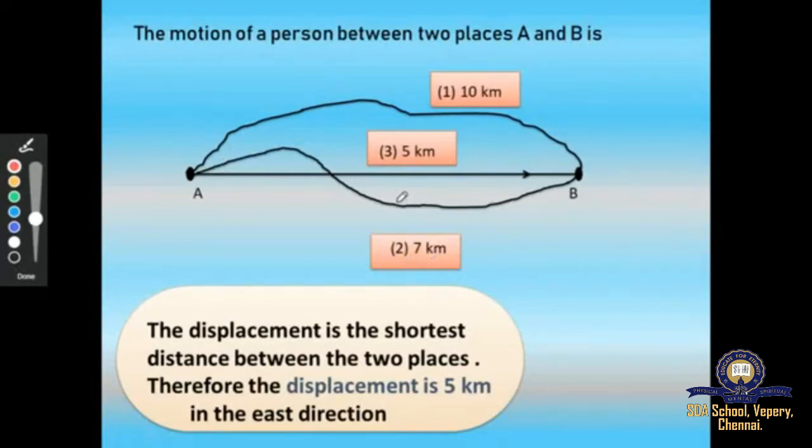So the distance between A and B in case of the first path is 10 km, in the second path it is 7 km, and in the third path it is 5 km. So the shortest distance between the two places is 5 km, which is represented by the third path. So the displacement is 5 km because the displacement is the shortest distance between the two places. Here the displacement is 5 km and it is in the east direction.